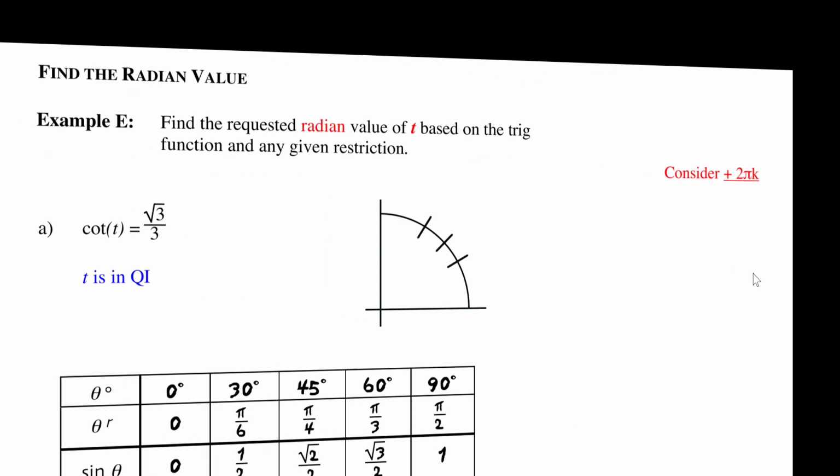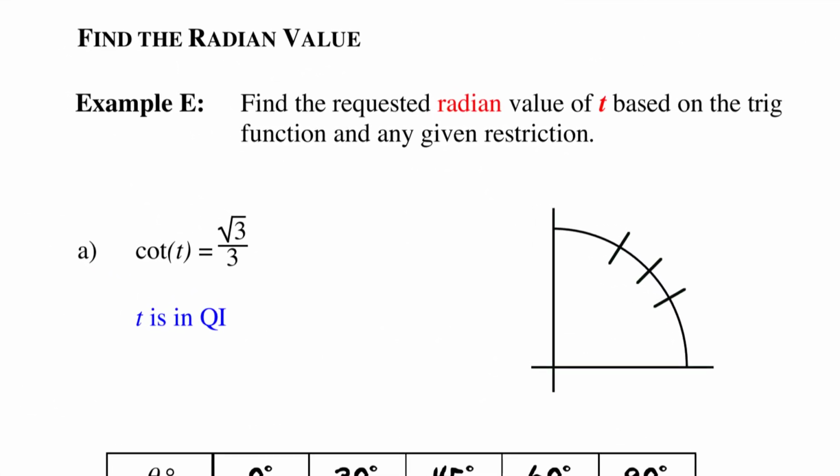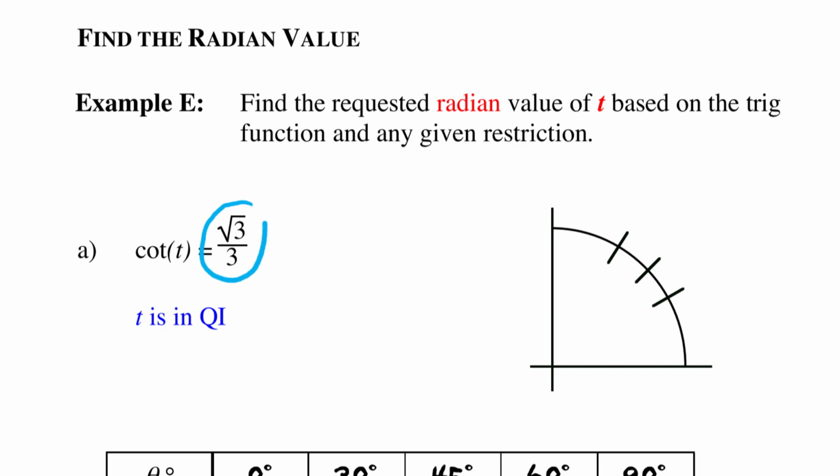All right, now we're going to do something a little bit different. This time, we're given the trig function, and we're given its value, in this case, square root of 3 over 3, as you can see. And we're asked to find the value of t. In other words, what value of t makes cotangent square root of 3 over 3?